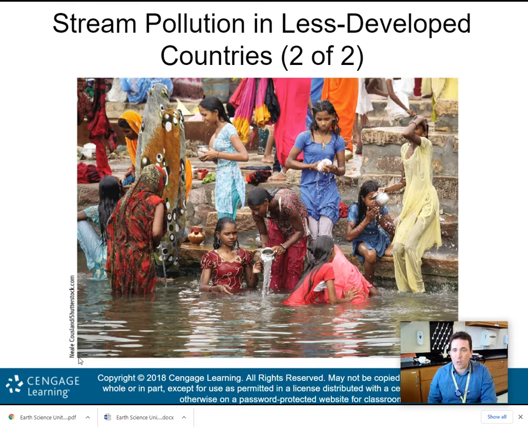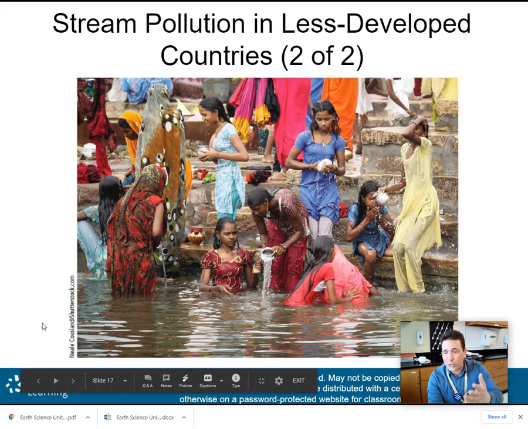This is where they take their baths. This is where they clean their clothes. They don't have washer machines, right? Or showers like we have in our homes. So not only are they using the river, but they're also destroying it by putting all this waste into it without treating the waste. So obviously something here needs to change.